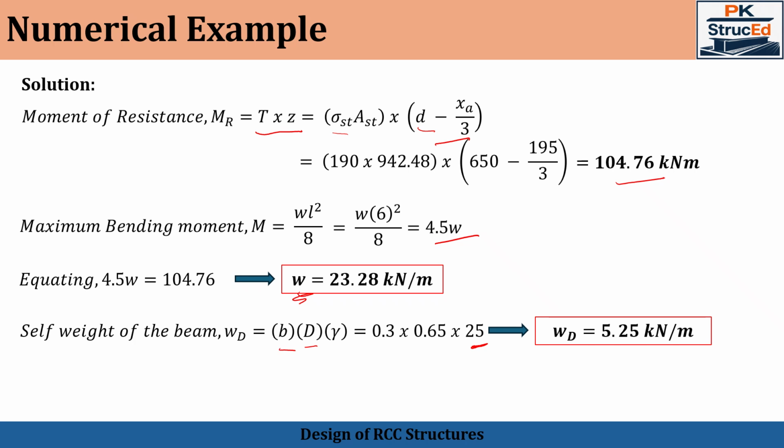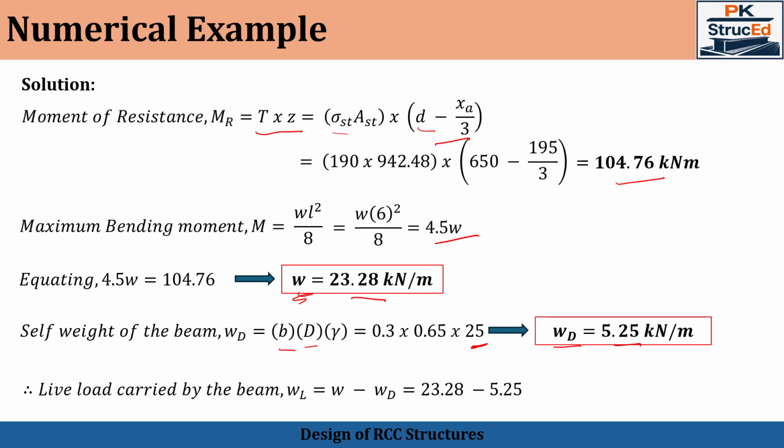Now, we need to calculate only the live load. Therefore, the live load carried by the beam, WL, will be equal to the total load minus the dead load. That is 23.28 minus 5.25, and we get the total live load which will be acting on the beam. That has been computed as 18.03 kilonewton per meter. And this is what has been asked.